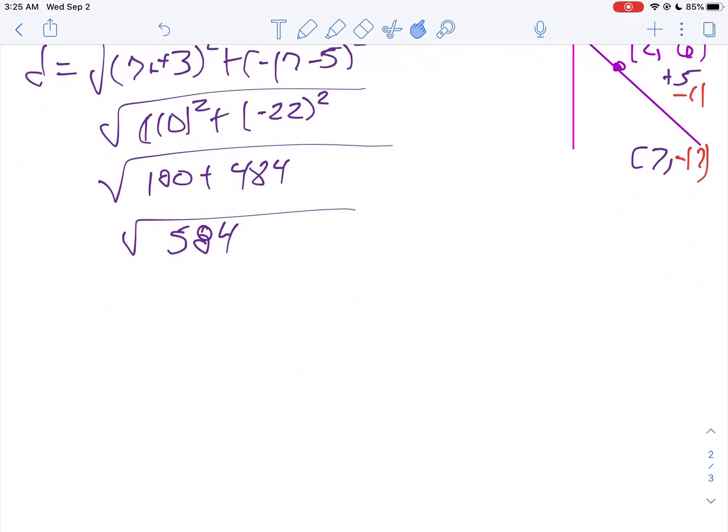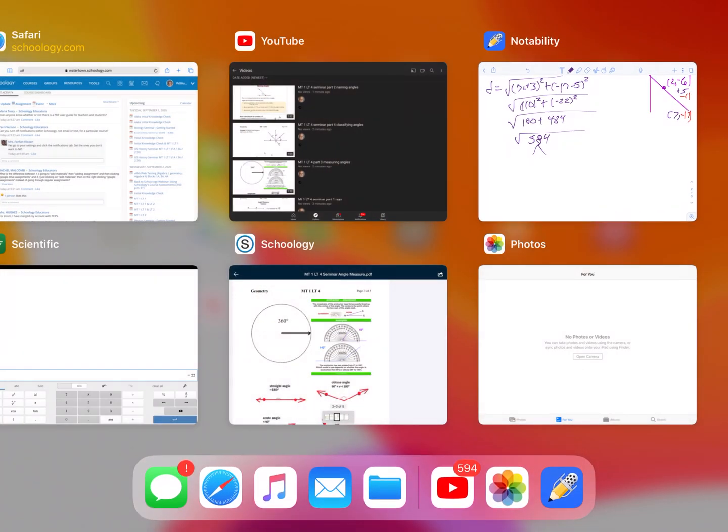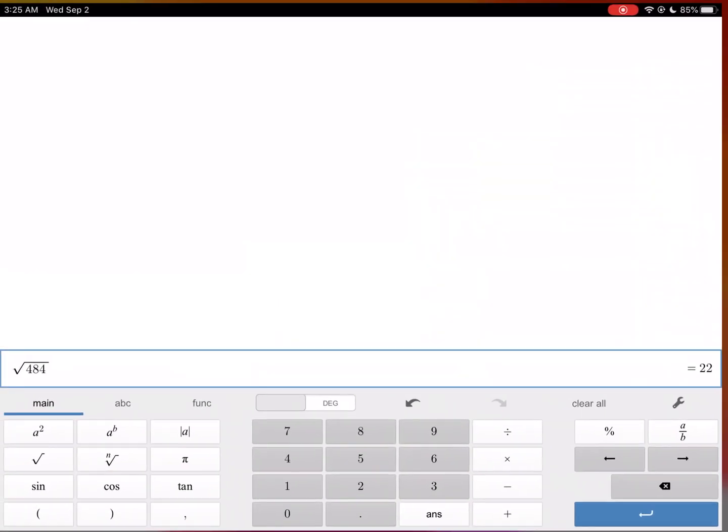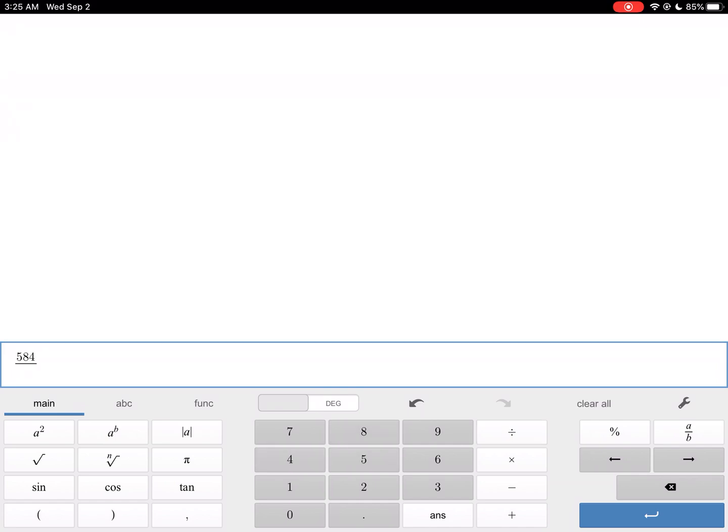And then we need to simplify that. So I take the square root of 584. I notice that 4 is a factor of 584. So I'm going to kind of make a factor tree here. So let's take out my calculator. I'm going to take 584, and I'm going to divide that by 4. And I get 146.